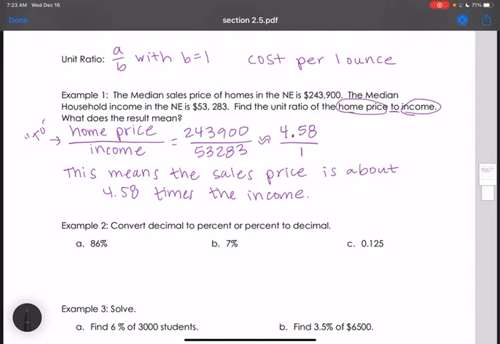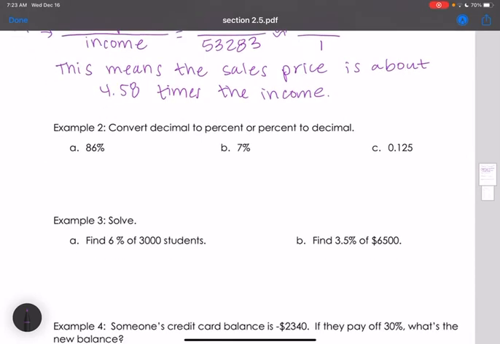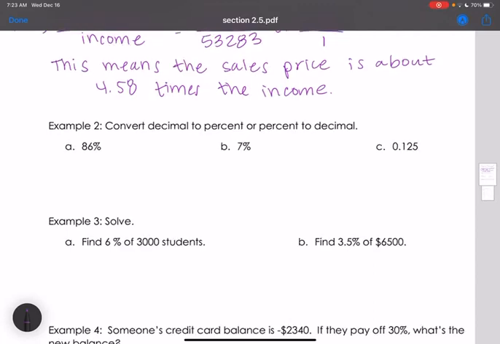Let's go on to example 2. Convert decimal to percent or percent to decimal. A lot of times students already know how to do this, which is very cool. If you don't know, I'll show you. When you have a percent and you want to write it as a decimal, you stick a little decimal at the end, and you swing it back 2 spots. So 1, 2, and that's your new decimal. So it'd be 0.86.